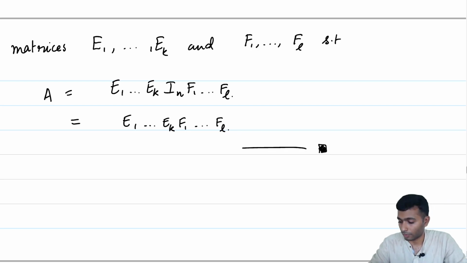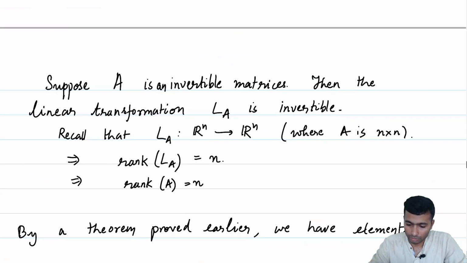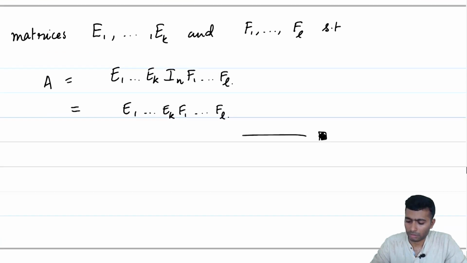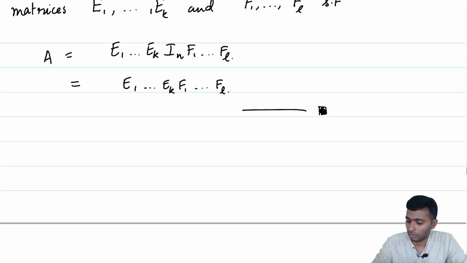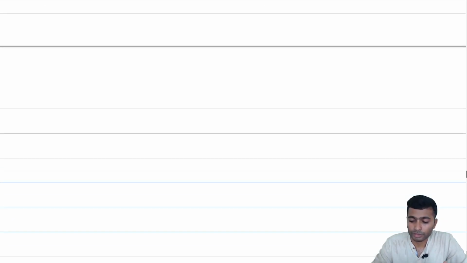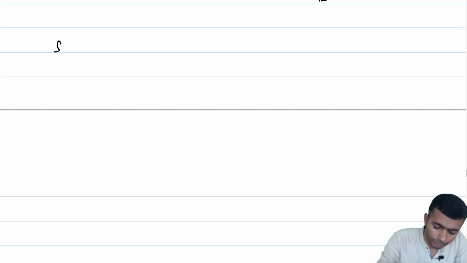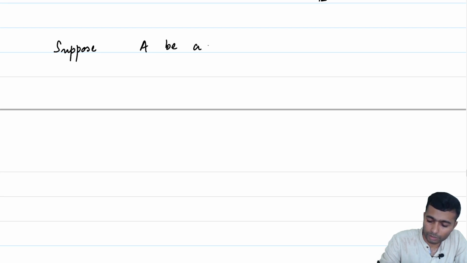Okay, so how is this useful? Of course, we have made an important observation that every invertible matrix can be written as a product of elementary matrices. But can we do more with this? Let us see what we can do with this. Suppose A is an invertible n cross n matrix.